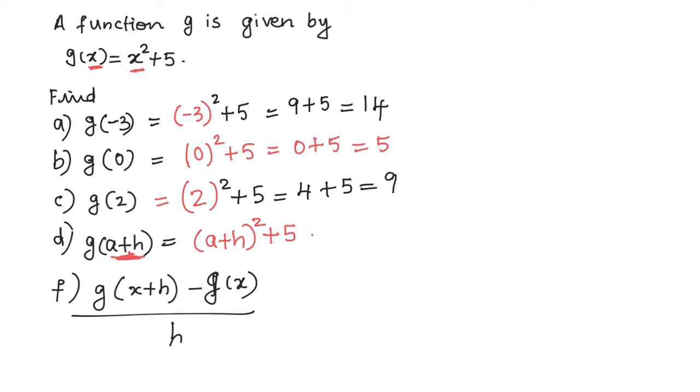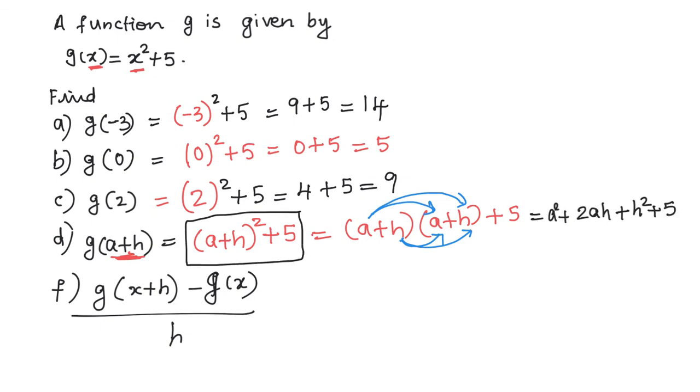If you want, you can expand that like a plus h times a plus h plus 5, and you can FOIL that. So multiply by a, then multiply by h, and you can expand that. If the question doesn't say anything, you can leave your answer like this, or expand this and simplify.